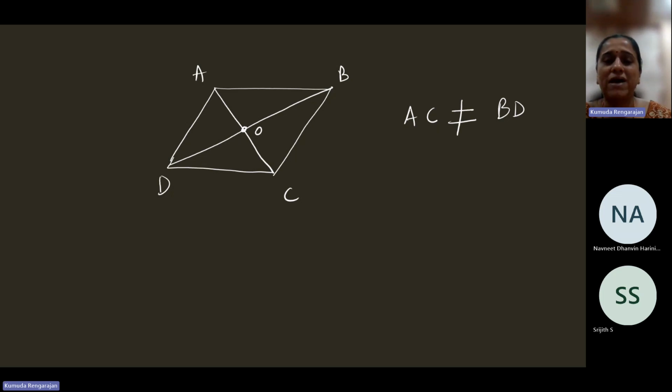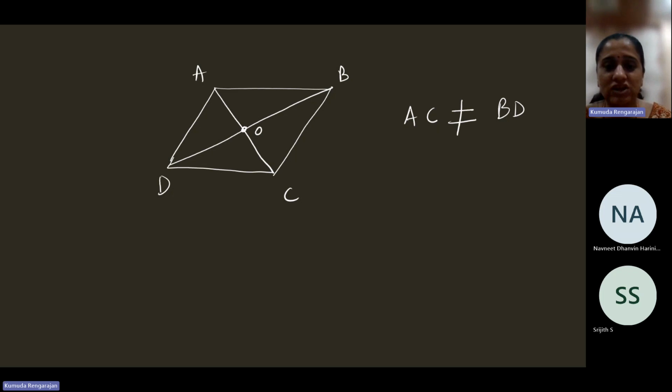Opposite sides, are they parallel? Yes. And in a parallelogram, are the opposite sides equal? Yes. Are the opposite angles equal? Yes. Are the diagonals equal? No. Diagonals are not equal. But the diagonals, they bisect each other.